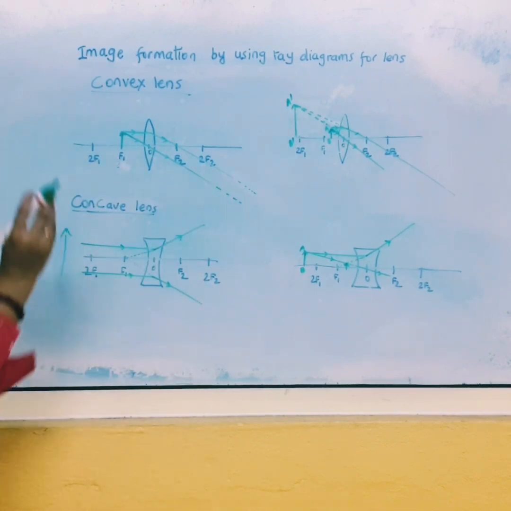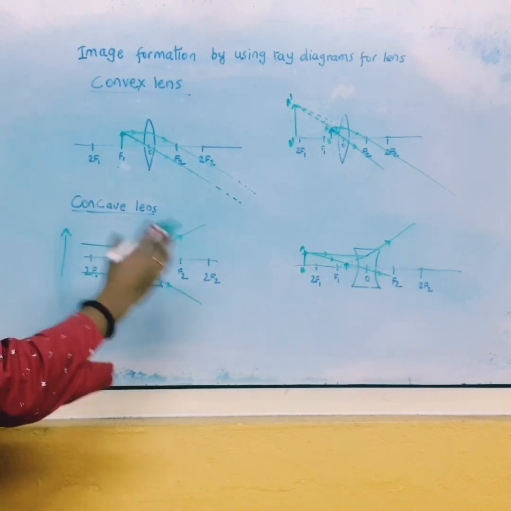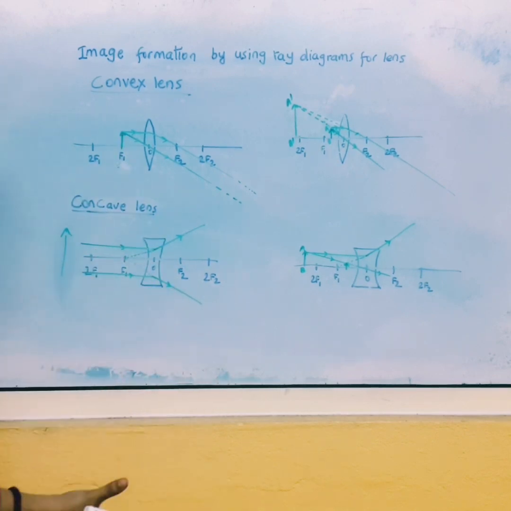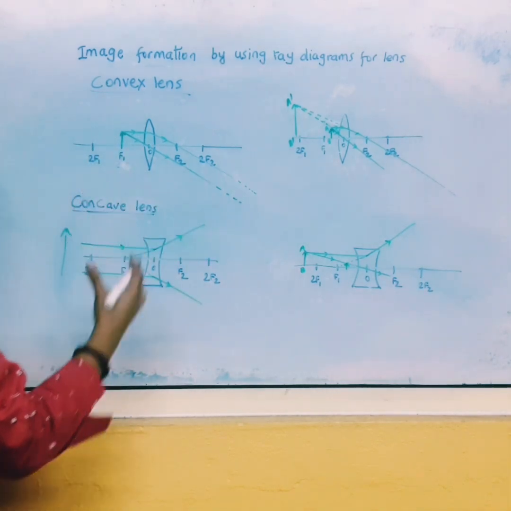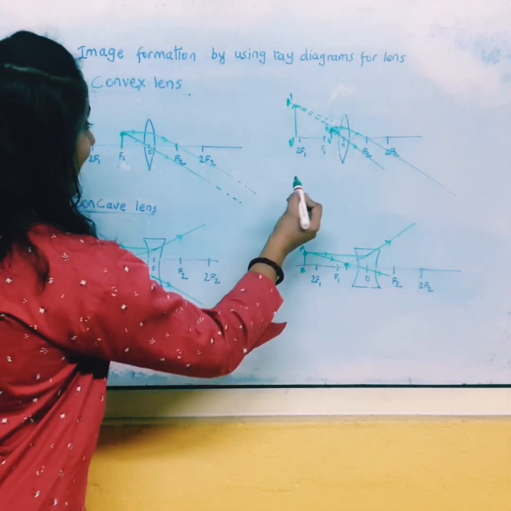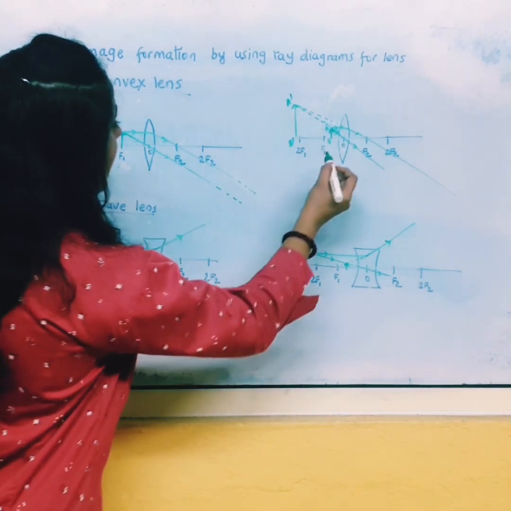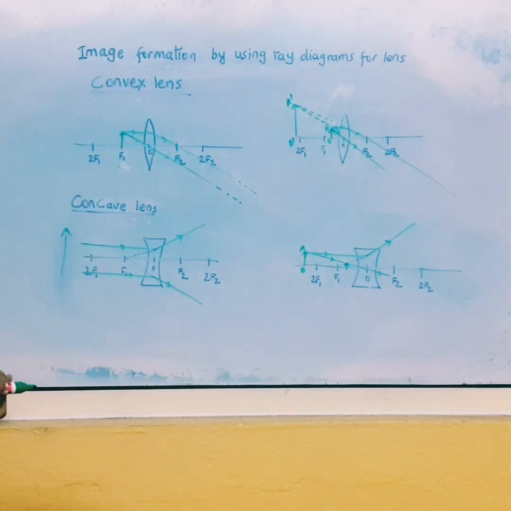So what you will say, the position of the object is at F1. The image formed will be at infinity. So the type of the image is real and inverted, of course, and the size of the image will be highly enlarged. Okay. Next case is when the object is kept between F1 and O, that is optical center. Between F1 and the optical center.